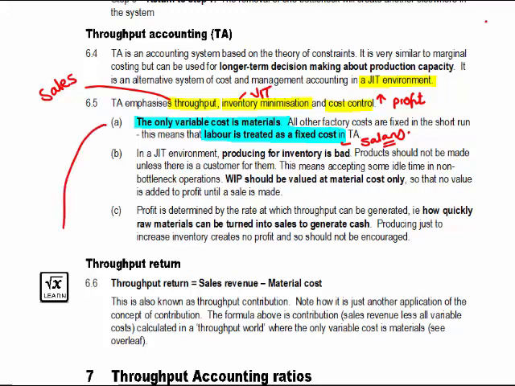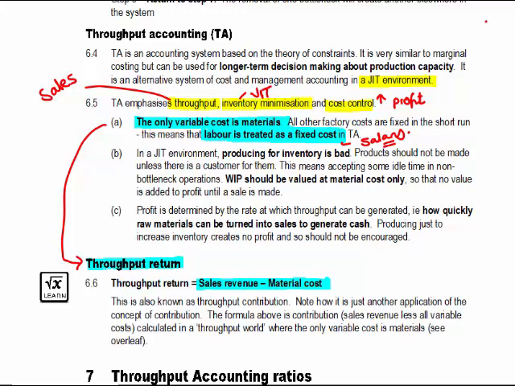So when we calculate contribution, we're actually going to call it throughput return. So just think of it the same as contribution, but the definition is slightly different. Effectively it is the sales revenue minus the materials cost only. So if you have questions that ask you to do calculations with contribution, just make sure you read them carefully. Is it talking about throughput contribution, or is it talking about normal marginal costing contribution?